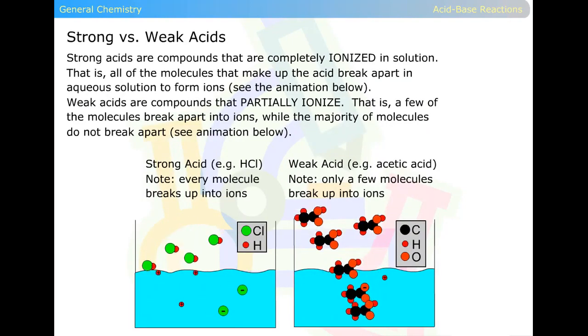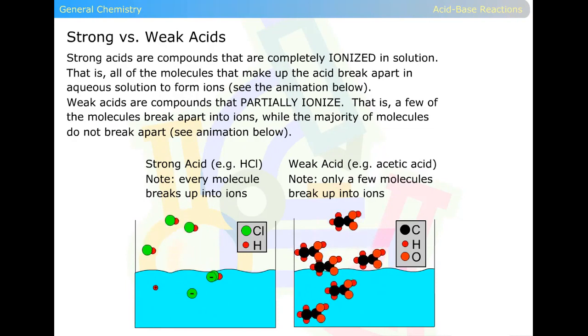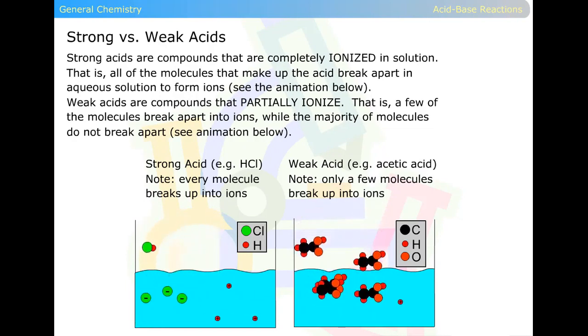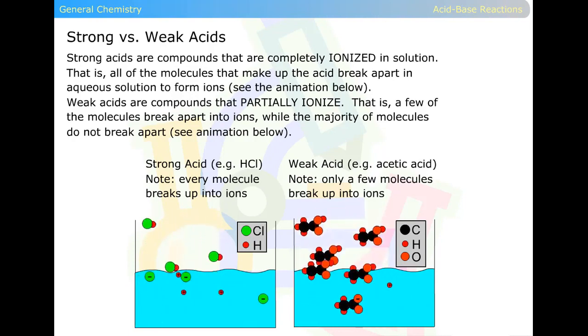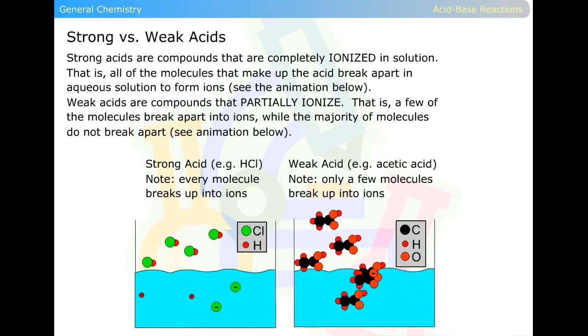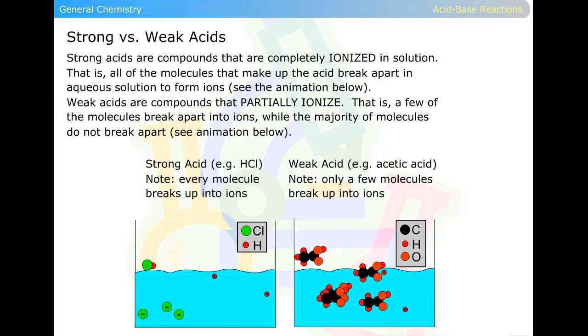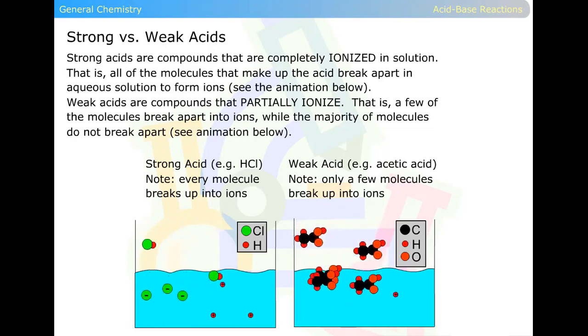Strong versus weak acids. Strong acids are compounds that are completely ionized in solution. That is, all of the molecules that make up the acid break apart in aqueous solution to form ions. Weak acids are compounds that partially ionize. That is, a few of the molecules break apart into ions, while the majority of molecules do not break apart.